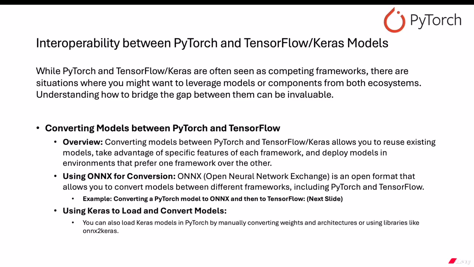Using ONNX for conversion. ONNX, or Open Neural Network Exchange, is an open format that allows you to convert models between different frameworks including PyTorch and TensorFlow. Example, converting a PyTorch model to ONNX and then to TensorFlow. We'll see it in the next slide, the example. And using Keras to load and convert models. You can also load Keras models in PyTorch by manually converting weights and architectures or using libraries like ONNX to Keras. Let's look at the example.